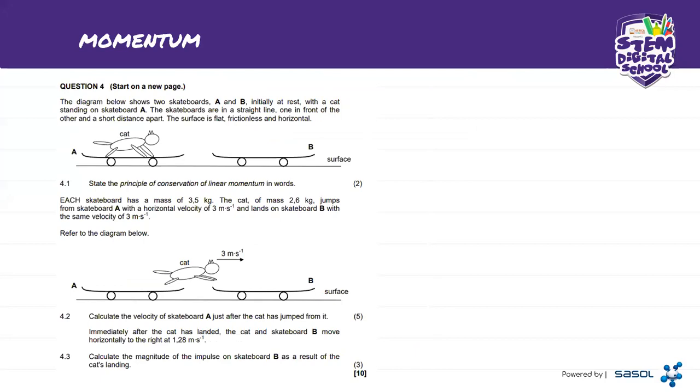Just go and try it out and test yourself and see if you understand this revision that we've been doing for the past 2 hours.